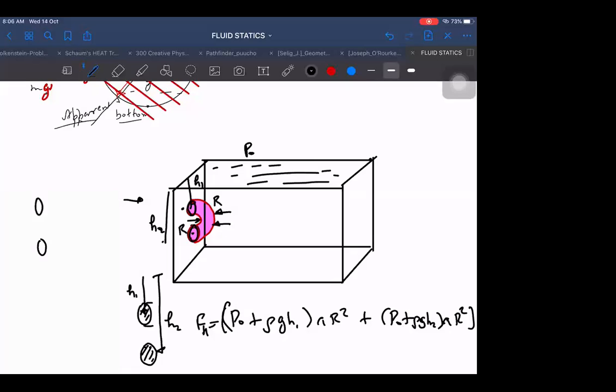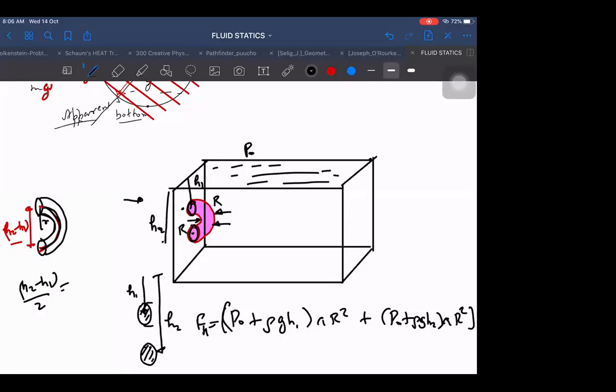What is the vertical force on this part? Let us say, what is the radius of this, this red color radius? I can find it by knowing the diameter. What is the diameter of this? The diameter will be h2 minus h1. Then the radius will become (h2 minus h1) by 2.